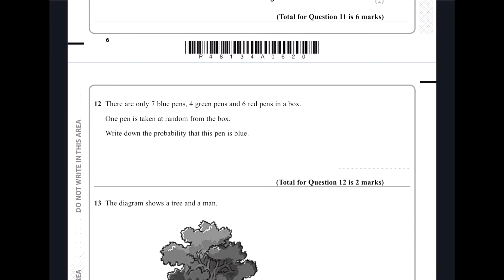Okay, next one. There are 7 blue pens, 4 green pens, and 6 red pens in a box. One is taken at random from the box. Write down the probability. Again, as we wrote down earlier, probability is what you want over the total. In this case, what we want is the number of blue pens, and we have 7 blue pens. The total number of pens would be 7 plus 4 plus 6, which gives us 17. So the answer is 7 over 17.